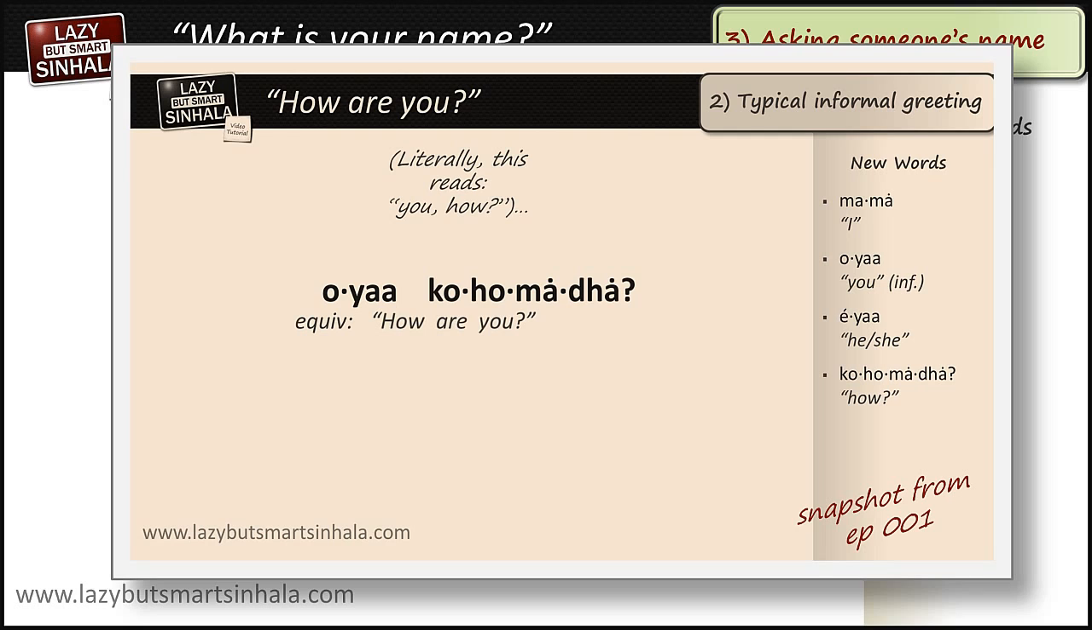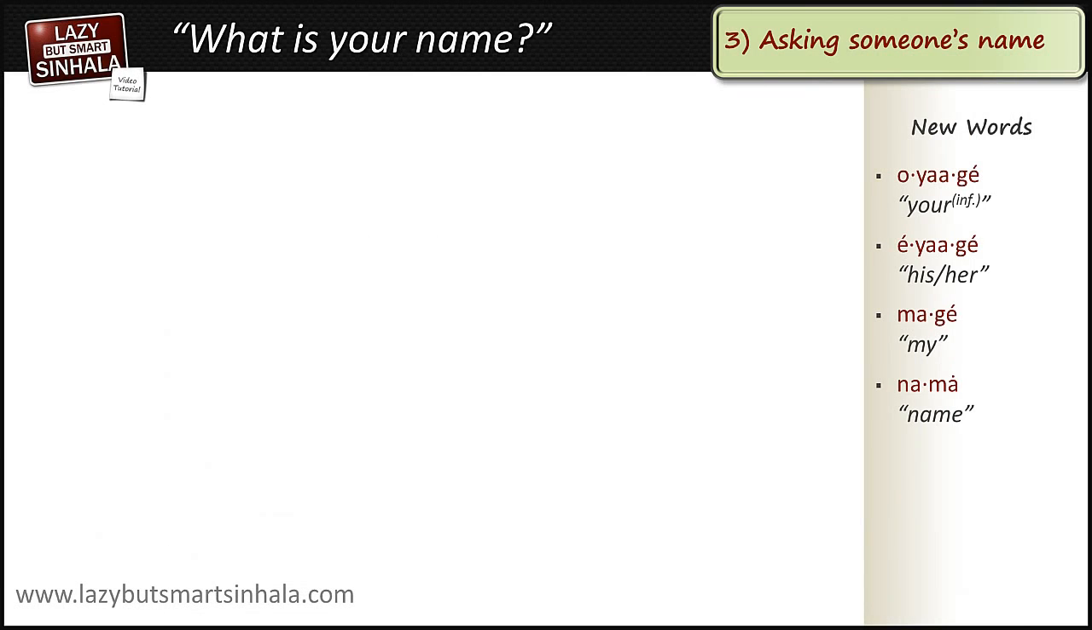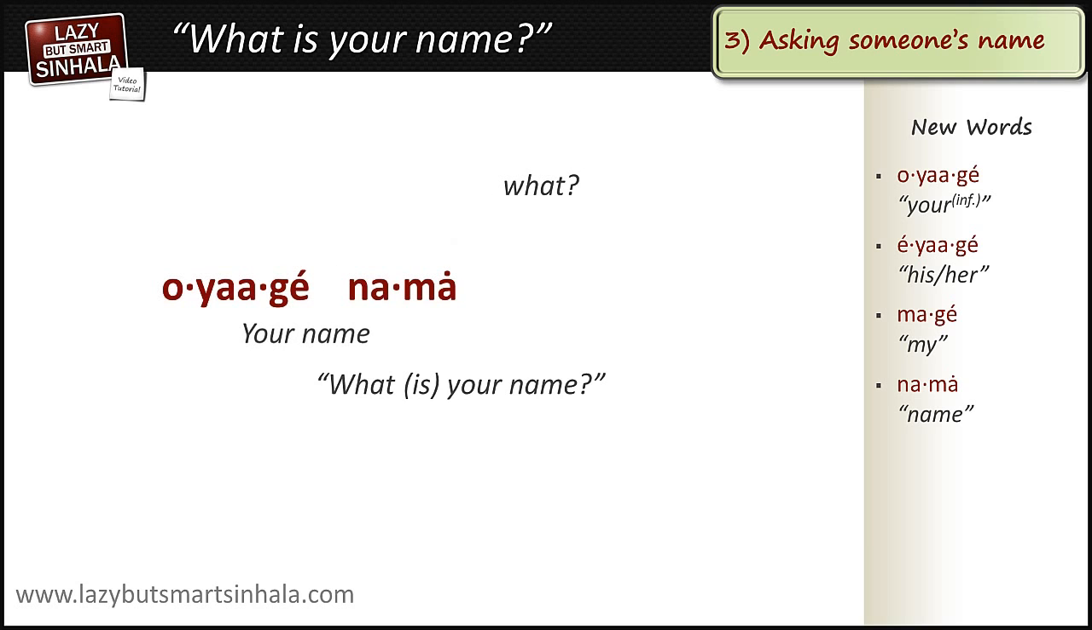In the same way, in order to ask what is your name, we need to construct a sentence that literally reads your name what. We already know from section 2 that your name is Oyage nama, so all you need to know is the word for what. And that word is mokakda.